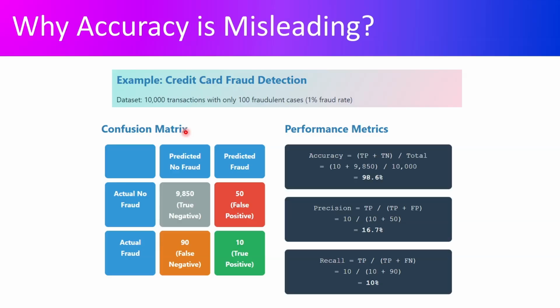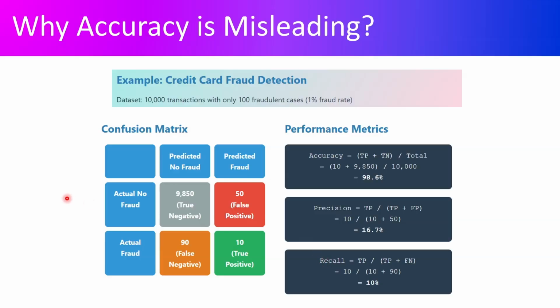Now imagine you are building a model that always predicts non-fraud. It will be correct 9,900 times out of the given 10,000 transactions, which gives you a 99% accuracy. Sounds impressive, right? But here's the problem. The model never detects any actual fraud. So despite having a high accuracy, it is useless for the real-world task. That's why we have other metrics like precision and recall, which give us a more complete picture.